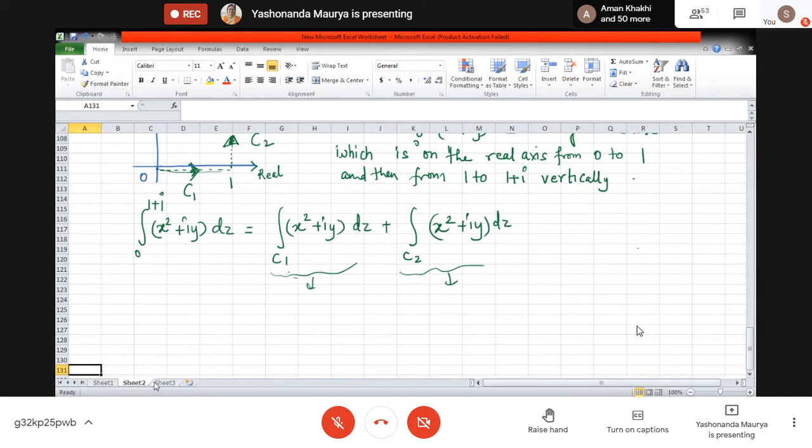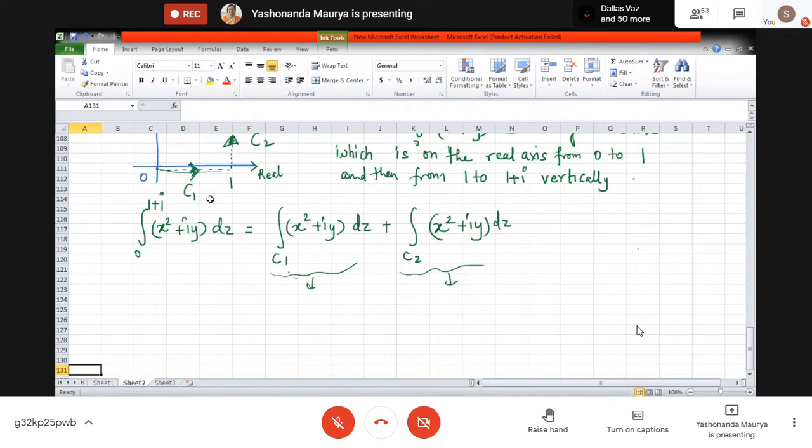Yeah, am I audible? Y is equal to 1. Is it y is equal to 1? Just think it over. You're quite close to it, but it is not y equal to 1. We are on the real axis.